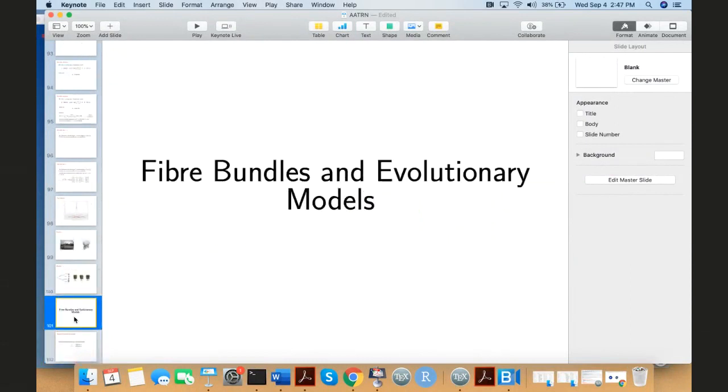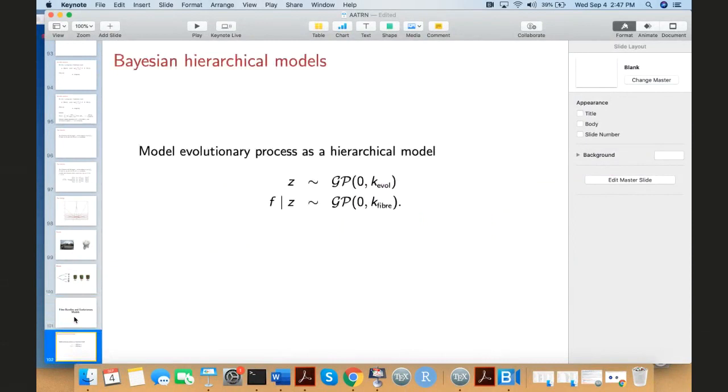Okay, so the last part of this talk is I'll spend just a few minutes talking about how you can actually build proper evolutionary models and a Gaussian process notion of fiber bundles. So I told you there's this notion of a Gaussian process. And again, I'm thinking back to that fiber bundle picture where the evolutionary process is living on a manifold, and it has some type of covariance structure given by this evolutionary kernel. And then conditioned on the evolutionary process, we have a fiber bundle process. And again, that has this covariance structure given by the fiber.